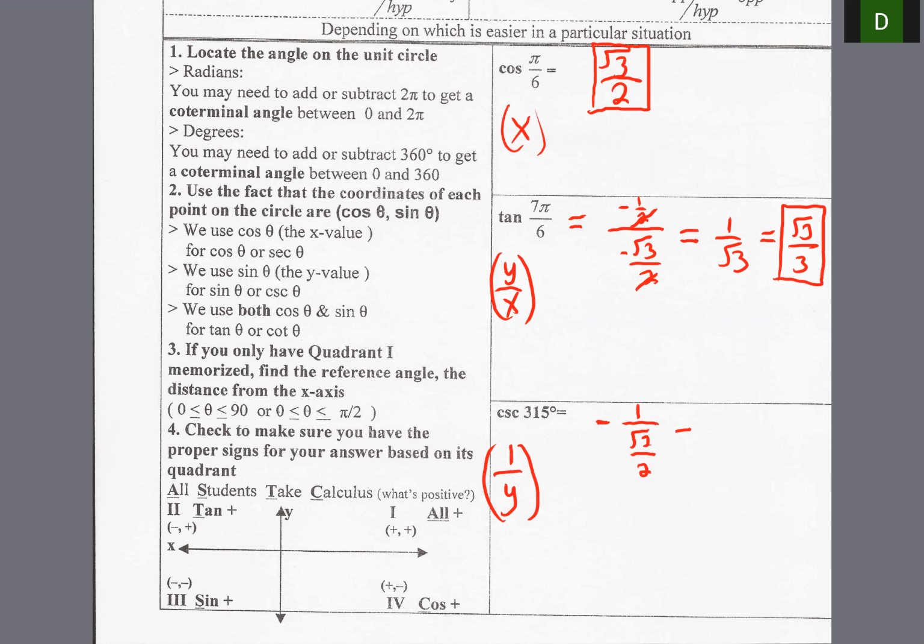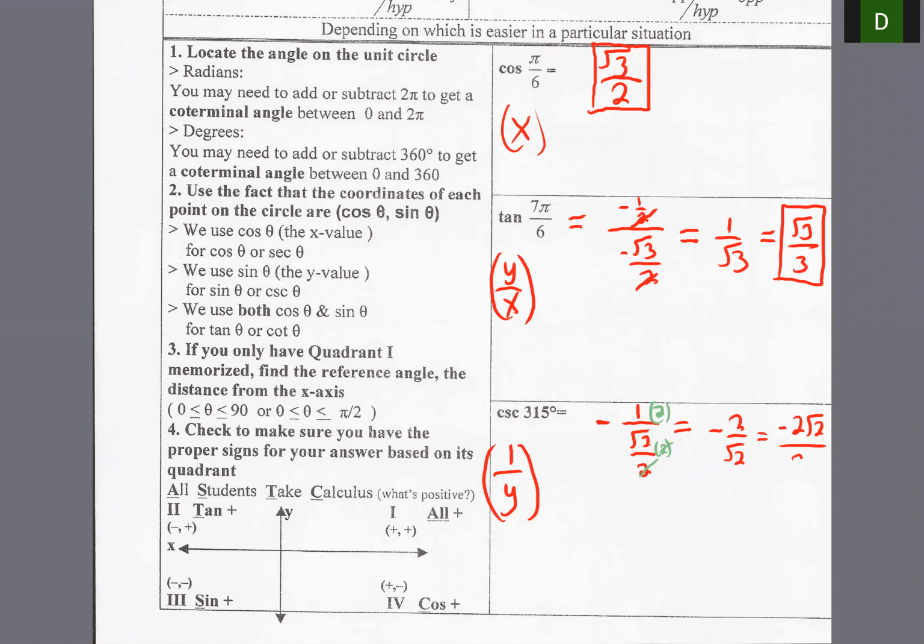Okay, so I'm going to times the top and the bottom here by 2. So that's going to leave me with, to simplify a complex fraction, negative 2 over square root of 2. I'm going to times the top and the bottom by square root of 2 now. So it's going to be negative 2 square root of 2 over 2. And the 2's are going to cancel out. So my final answer is going to be negative square root of 2.